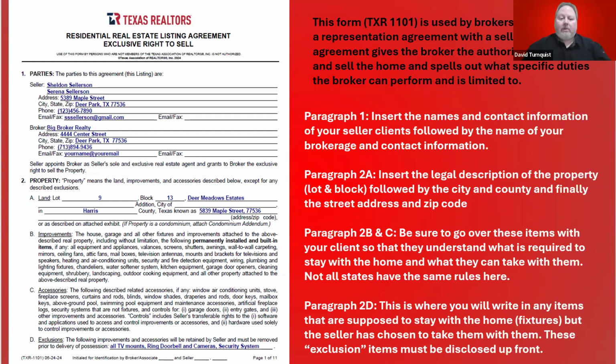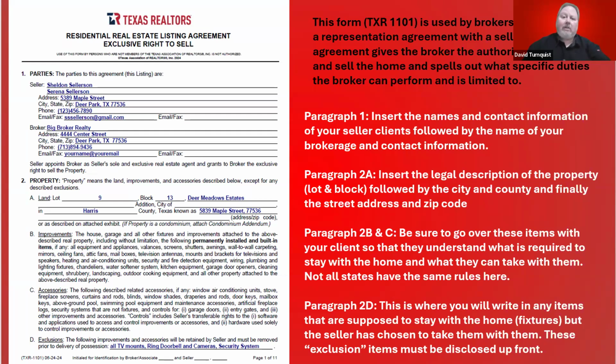Also, the same thing goes for security systems. If you have a security system in your house, you want to take it with you. Most of that stuff is mounted up onto the walls, where the cameras and things like that. And so you need to make sure that the buyer is aware that you are going to take that with you, that it's not going to be conveyed with the sale. So those are called exclusions, and those exclusions will be listed in paragraph 2D.